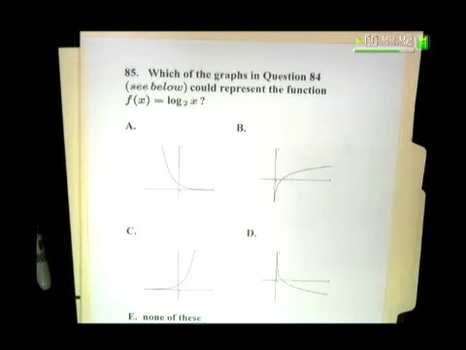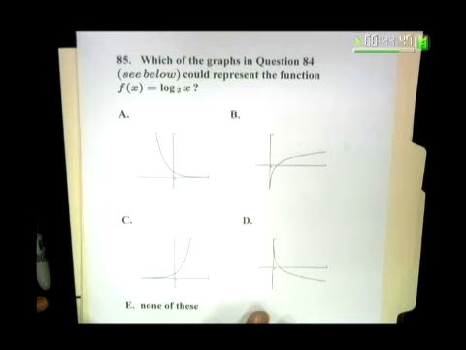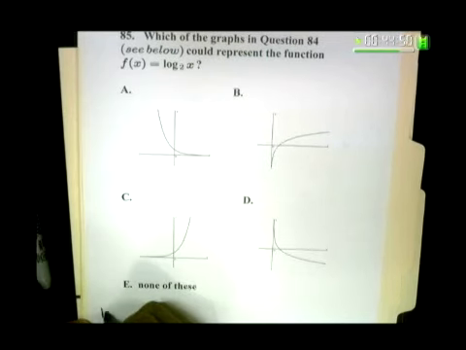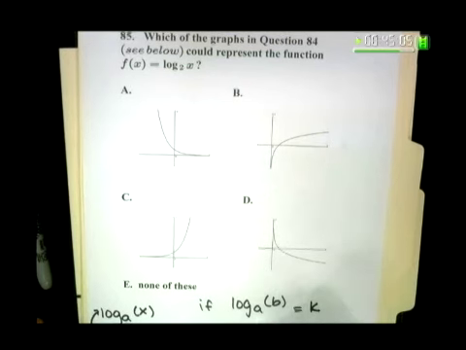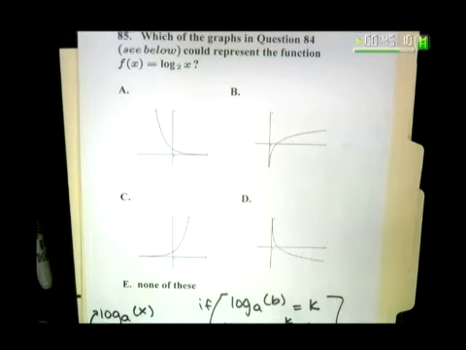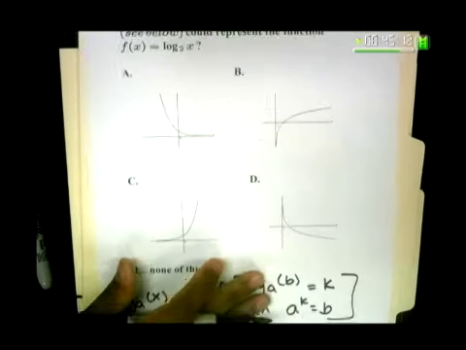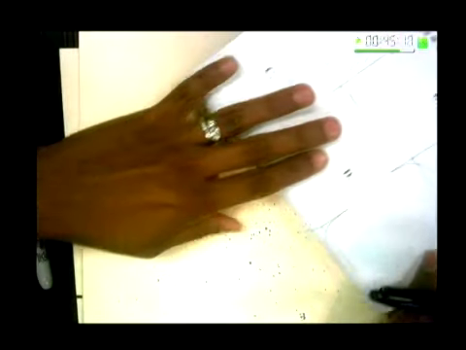Let me just say here, because this will help us with the other problems: the relationship between these functions is that they're inverses. If log base a of b is equal to k, then a to the k is equal to b. These two things are related. So since it's a log, you know it's going to be B or D on the graph. Exactly.